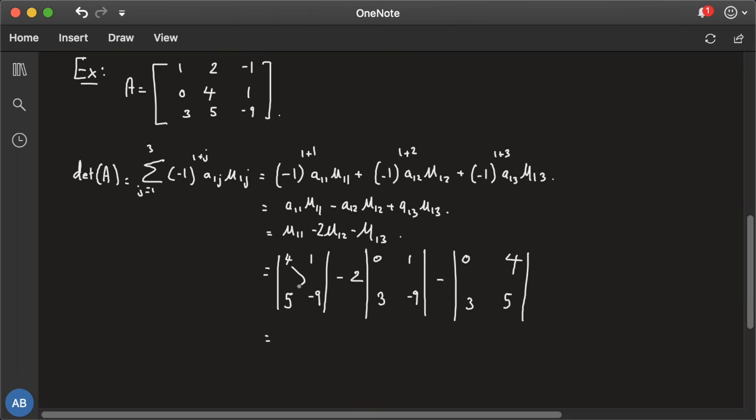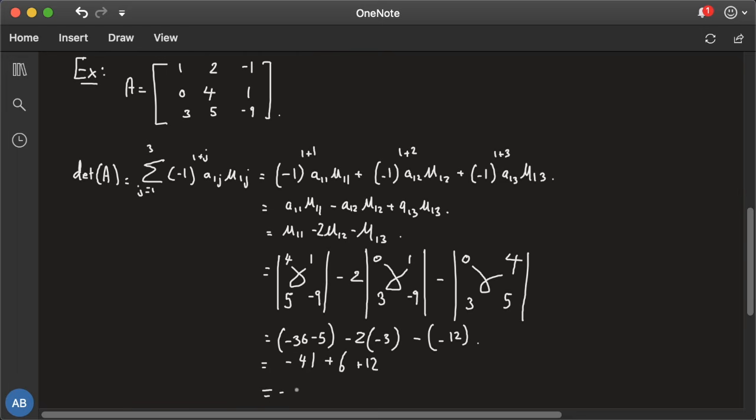This is 4 times minus 9 minus 5 times 1, which is minus 36 minus 5, minus 2 into 0 times minus 9 minus 3 times 1. That is minus 3, and minus 0 times 5 minus 4 times 3, that's minus 12, right? This is equal to minus 41 plus 6 plus 12, which gives us minus 23, right?